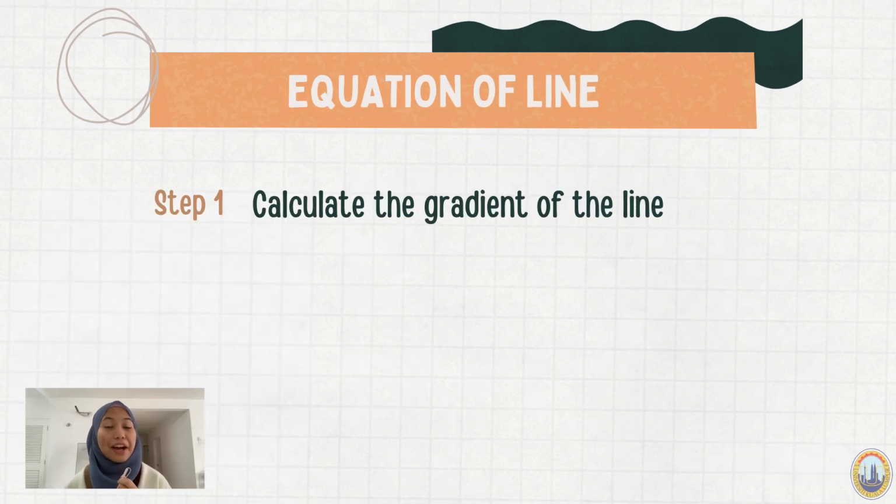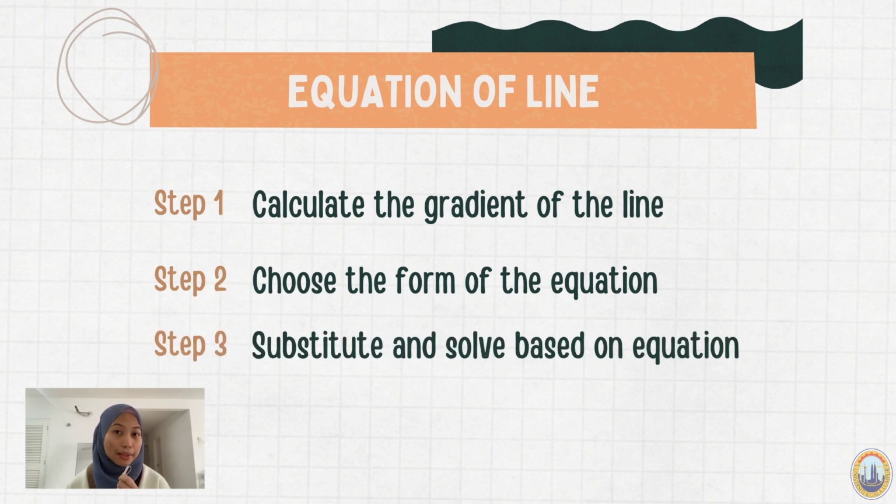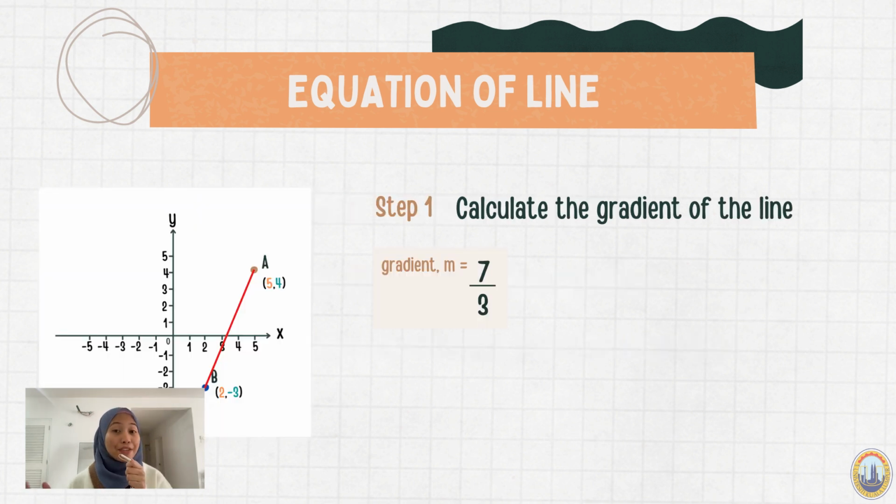Step 1. Calculate the gradient of the line. Step 2. Choose the equation form. Step 3. Substitute and solve based on the equation. Firstly, we have to calculate the gradient of the line. So, as we know, the gradient of the line is 7 over 3.